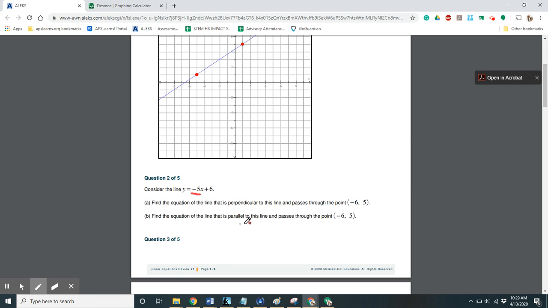So let's start with the parallel first. I know that's B, but the parallel is easier. Parallel line has the same slope. So we keep the same slope and put in a new y-intercept because it will cross the y-axis at a different point. So we put in b, and then same math we just did. We plug in this point for x and y. So we'll put the 5 in place of the y, and the -6 in place of the x. And then we need to find b.